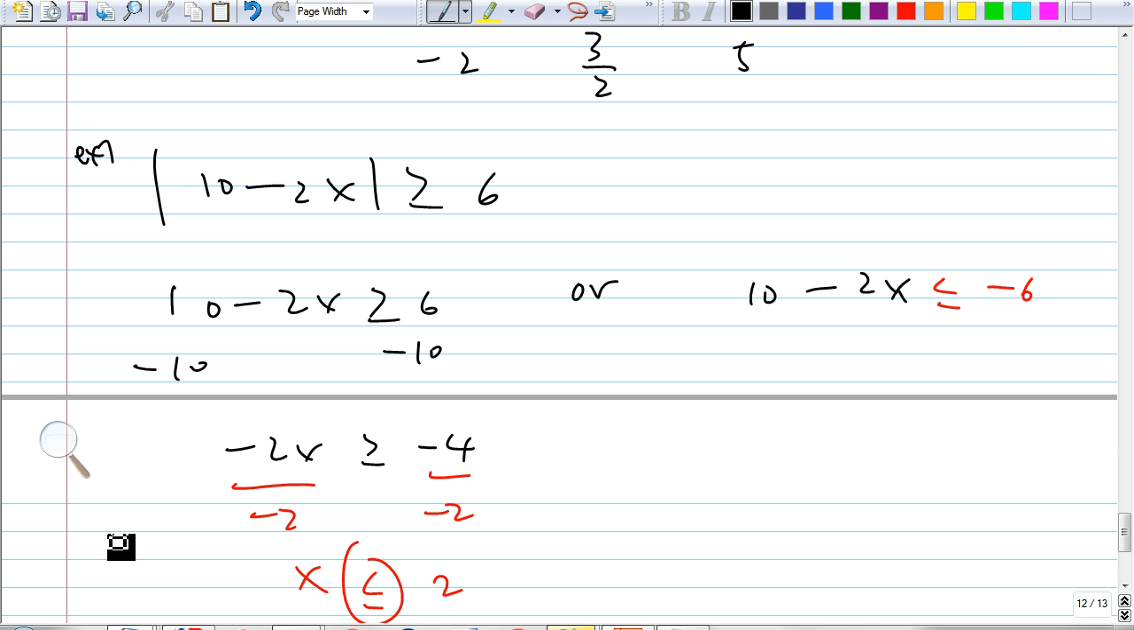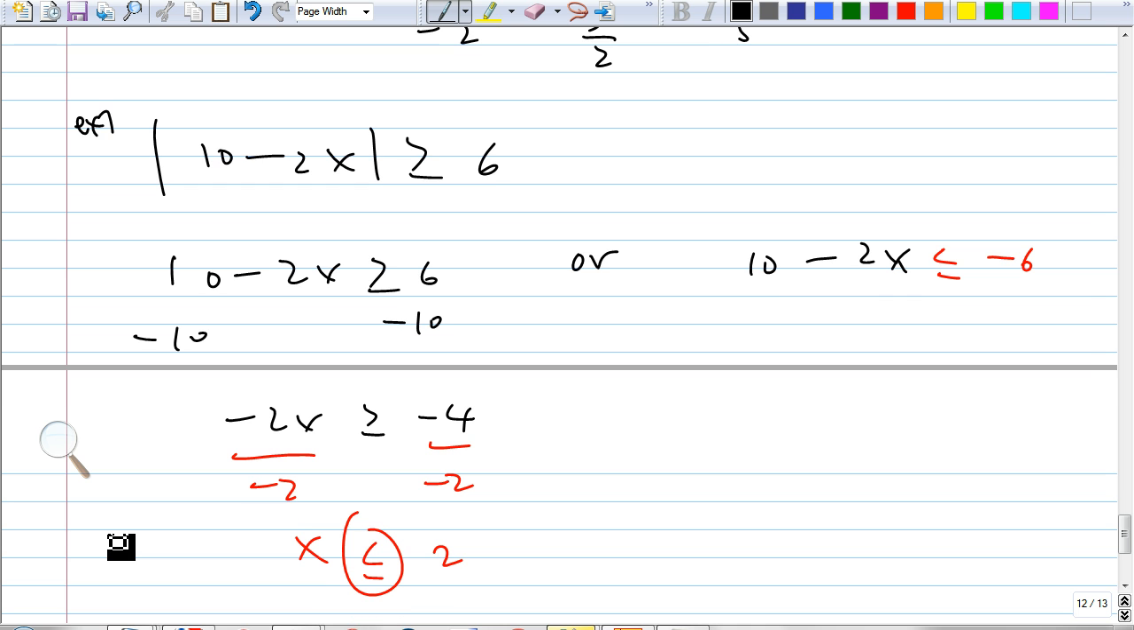You understand? So that's why I wanted to show you this example. Do you want me to finish this up or you got this? You want me to finish it up? Oh, you want to do it yourself? Okay, that's fine. Good.